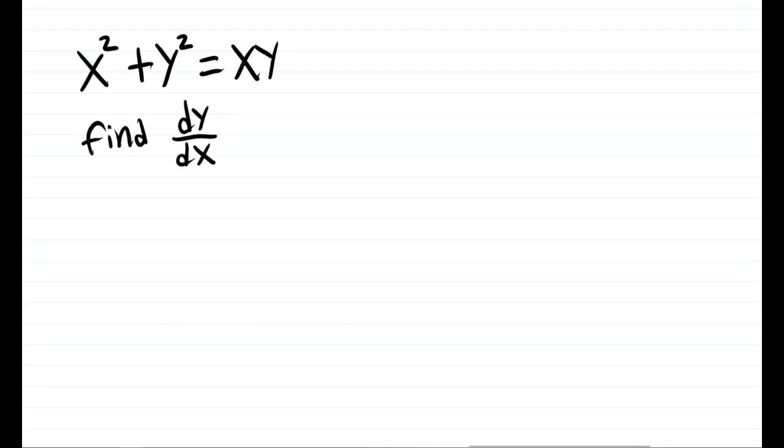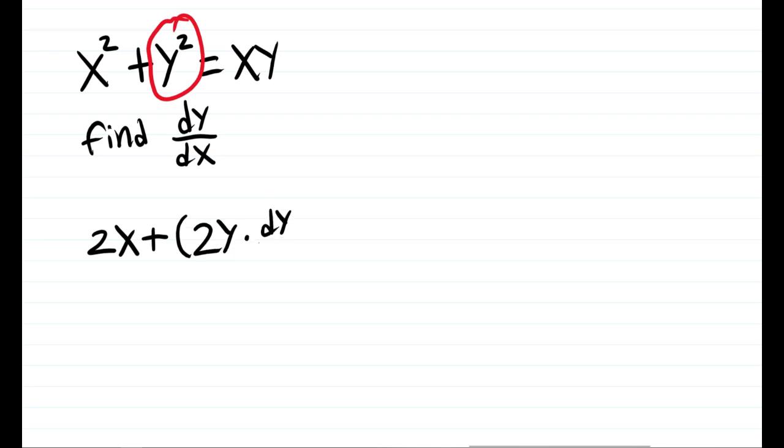The derivative of x squared is 2x, but now it gets tricky. Because we have a variable y and we're differentiating with respect to x, we have to use implicit differentiation. So what's the derivative of y squared? Well, it's 2y, but we have to multiply by dy over dx. So now let's move on to the right side of the equation.